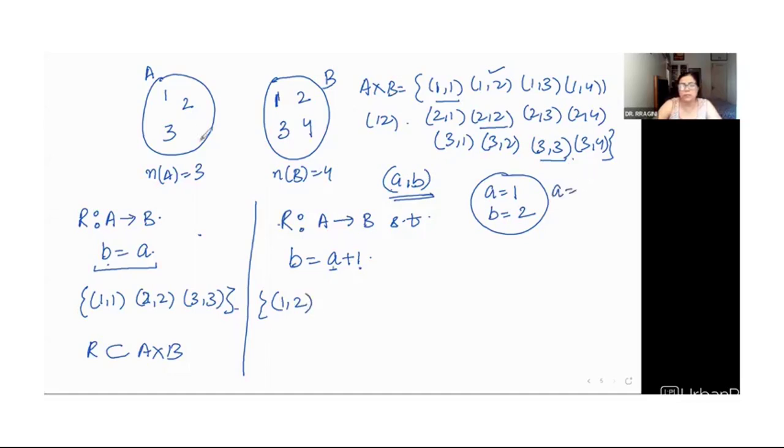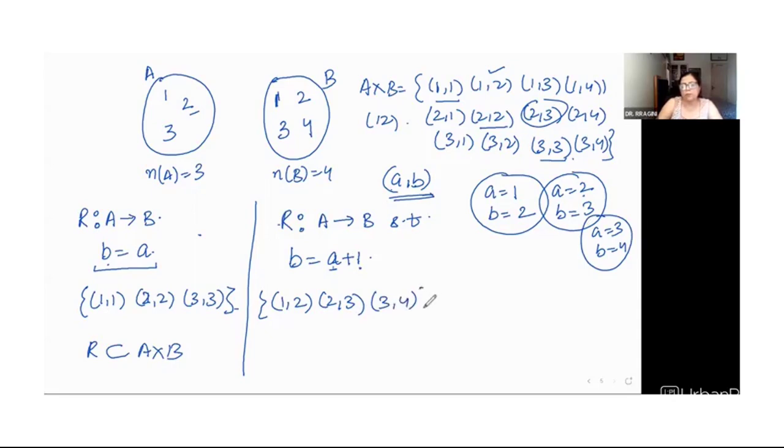If I take the second possibility of A, which is 2, what would be the value of B? It is 2 plus 1, 3. So what is that ordered pair? This one, 2 comma 3. And the third possible value for A is 3. So what would be the value of B? B is 3 plus 1, 4, right? So it is 3 comma 4, right? So here also R is a proper subset of A cross B.